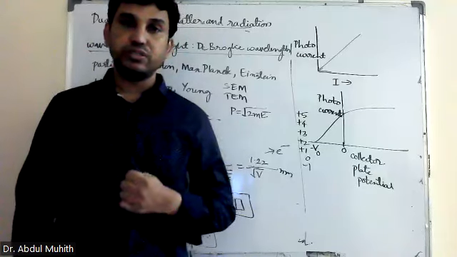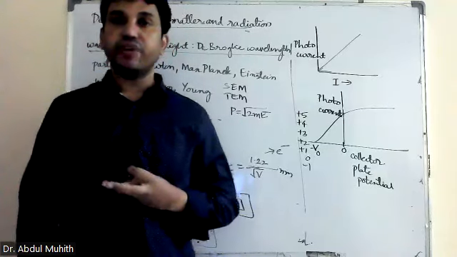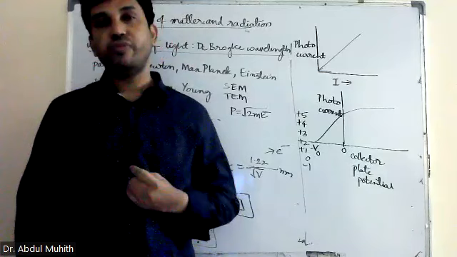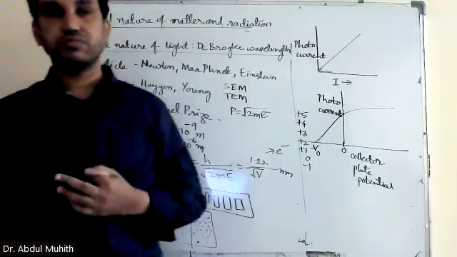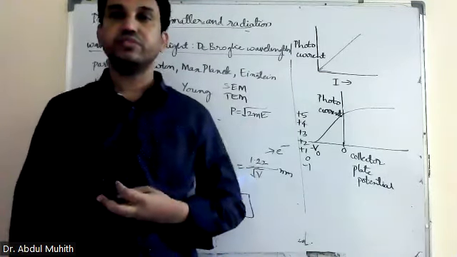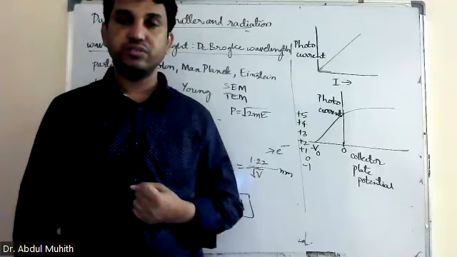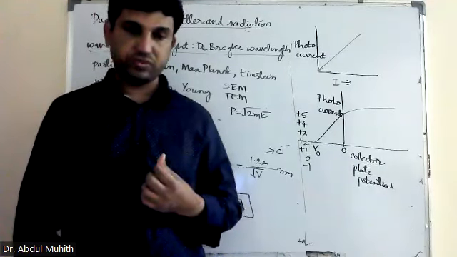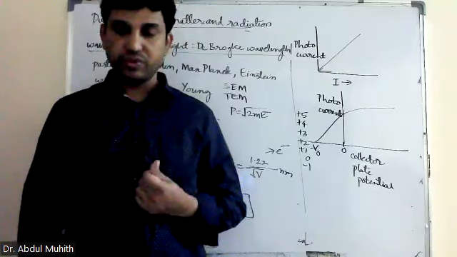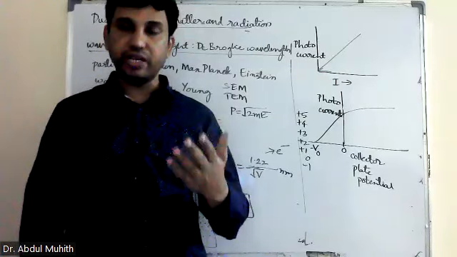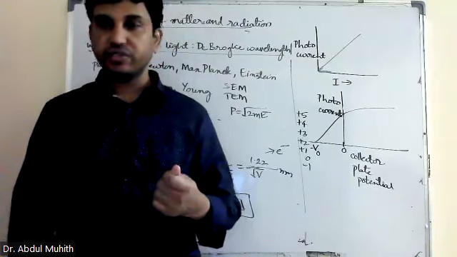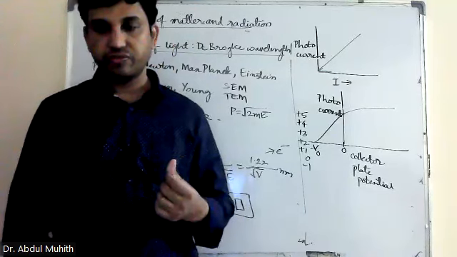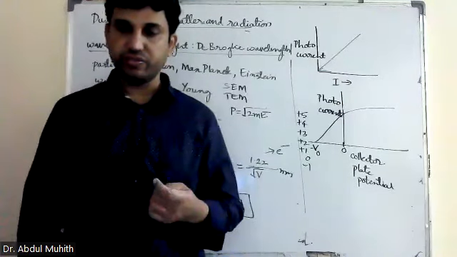Can anyone define? Sir, photoelectric effect definition. Photoelectric effect is like when light of a given frequency is incident on a metallic surface, then electrons are ejected one by one. This phenomenon is known as the photoelectric effect.